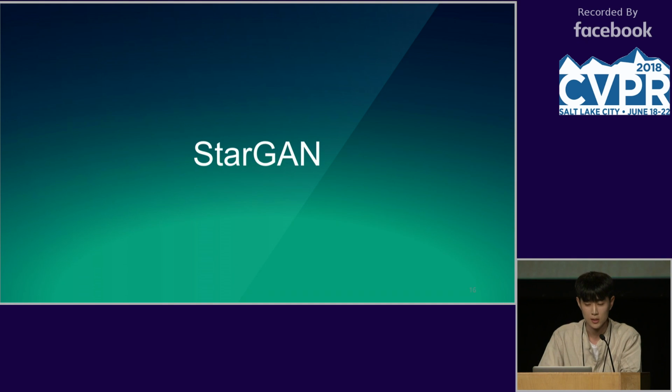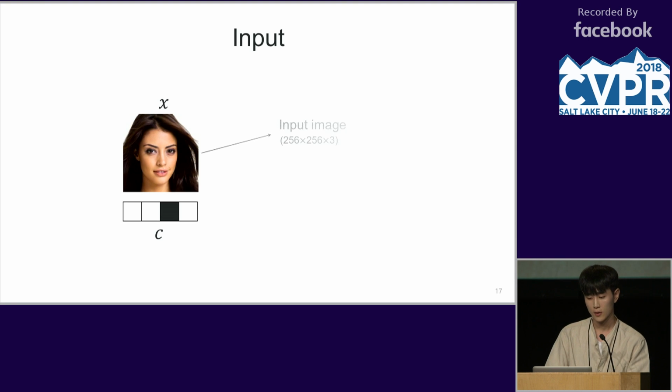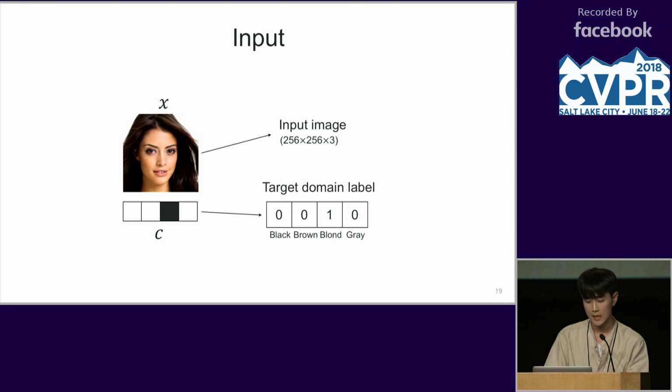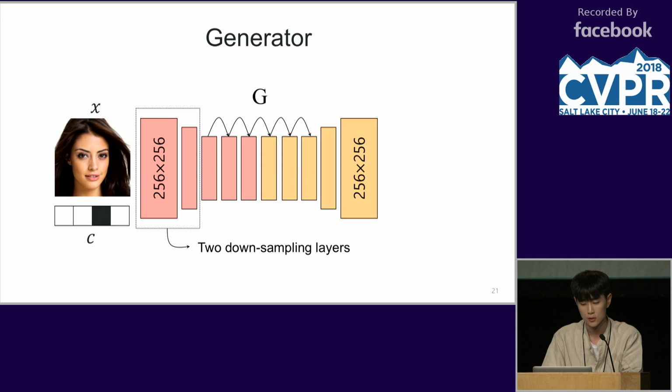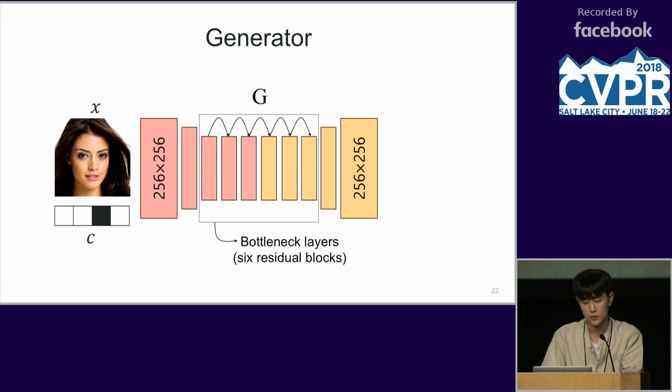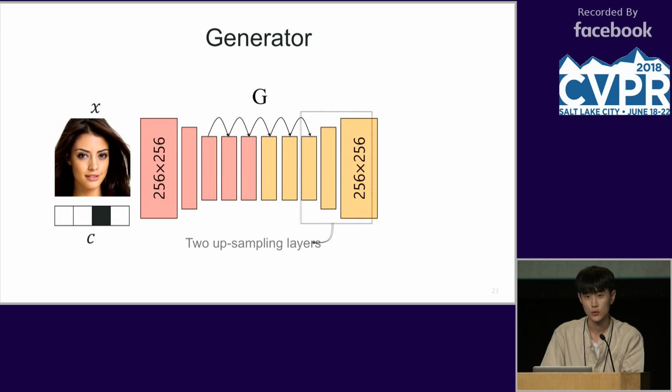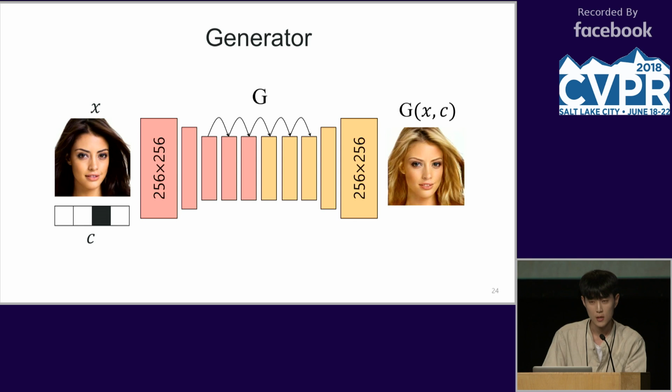Let's see StarGAN in more detail. First, the input for the generator. The generator takes as inputs both an image and a target domain label. During training, we randomly generate our target domain label and train the generator to flexibly translate an input image into the corresponding target domain. We use an encoder-decoder architecture for the generator. Pink represents the encoder part and yellow represents the decoder part. First, we use 2 downsampling layers to compress the image resolution. Then we use 6 residual blocks to learn image translation. Lastly, we use 2 upsampling layers, so the translated image has exactly the same size as the input image. In this case, the resolution is 256 by 256.